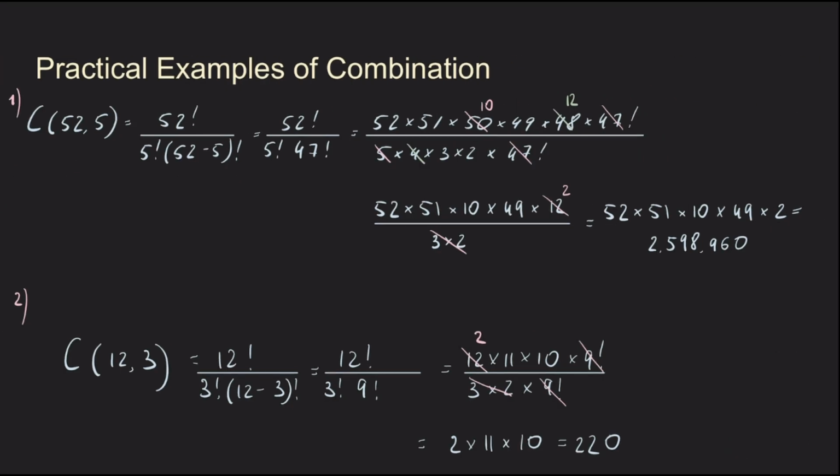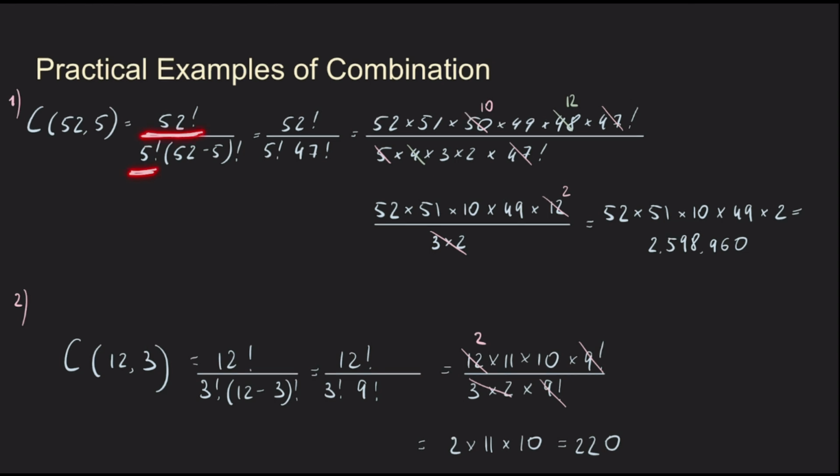Now for combinations, one common scenario is selecting cards from a deck. If you're drawing 5 cards from a standard 52-card deck, the combination of cards is what matters, and not the order in which they're drawn. So the number of possible combinations is 52 factorial divided by 5 factorial times 52 minus 5 factorial, which is 52 factorial divided by 5 factorial times 47 factorial.